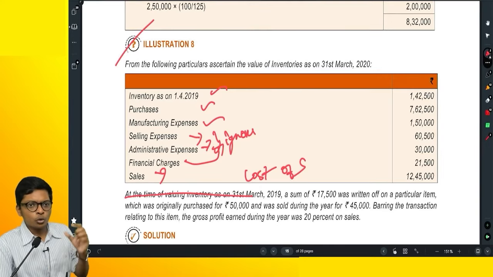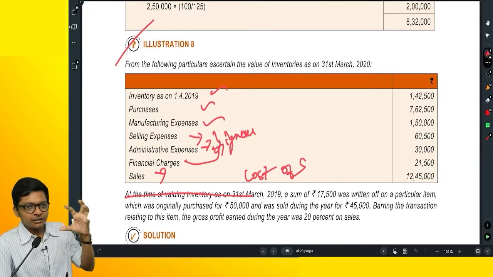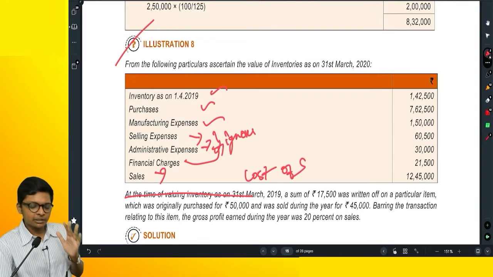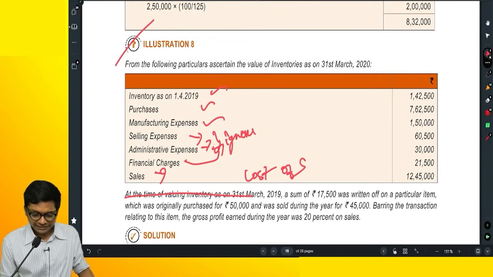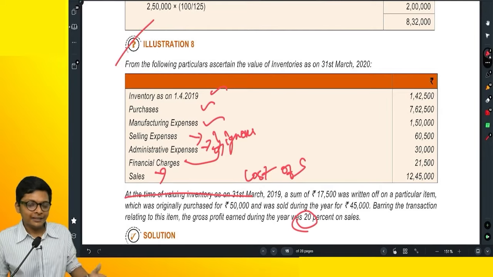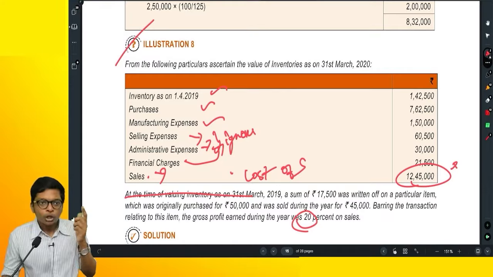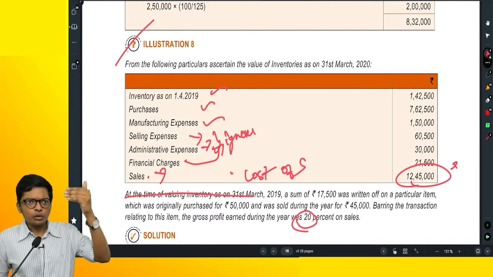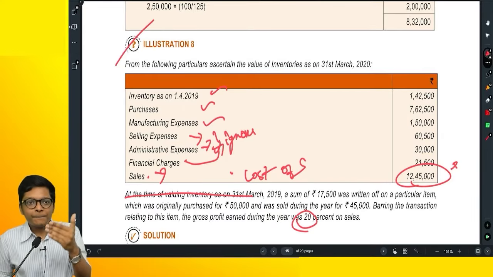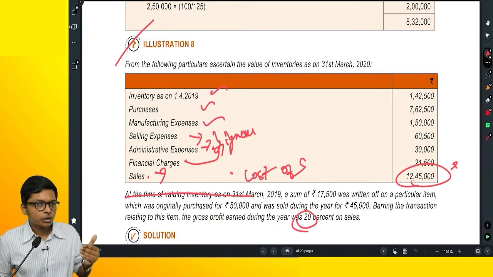That I can easily do. Opening stock plus purchase. Assume the whole thing is sold. Oh, he has given it, so nothing to worry. Sales into 20%, I can do a normal sum. Correct? See, sales into 20%. If you do, you will find the gross profit. So now you have opening stock, purchase, gross profit.